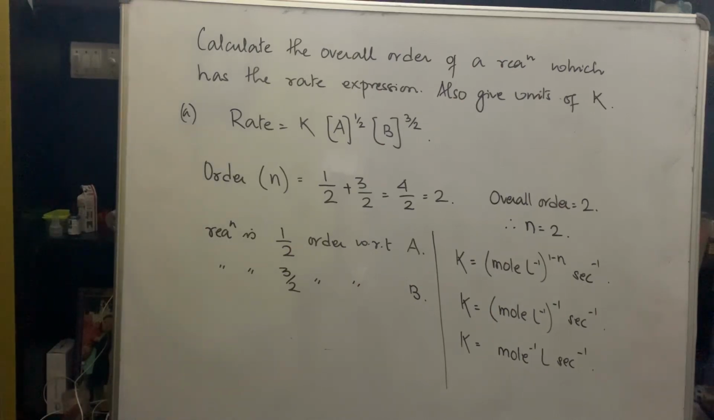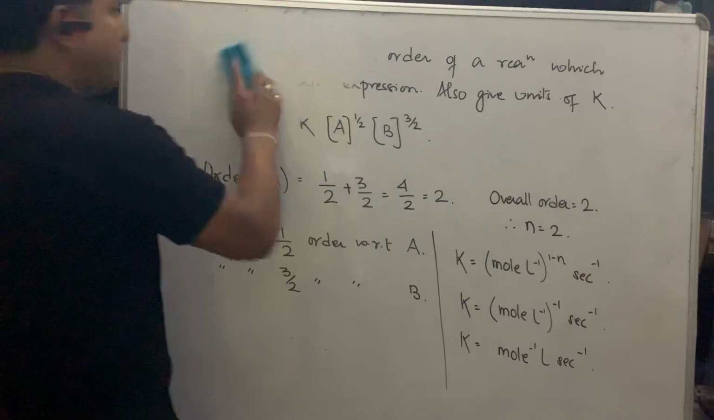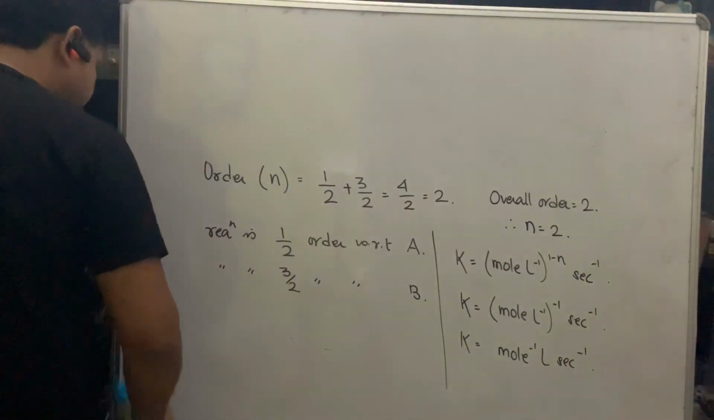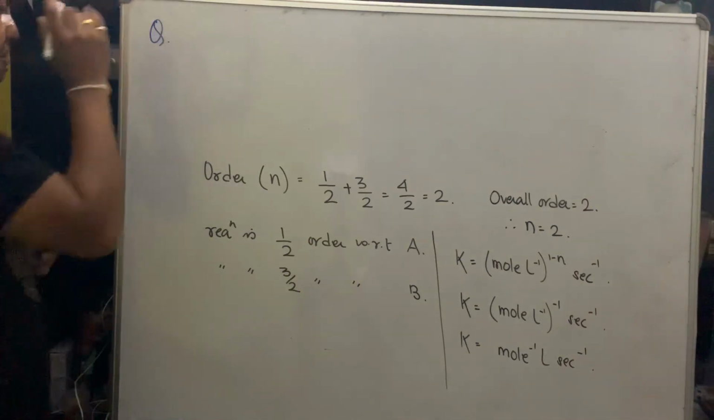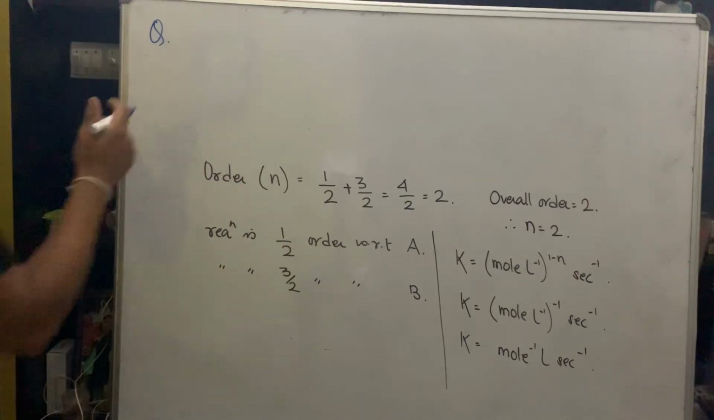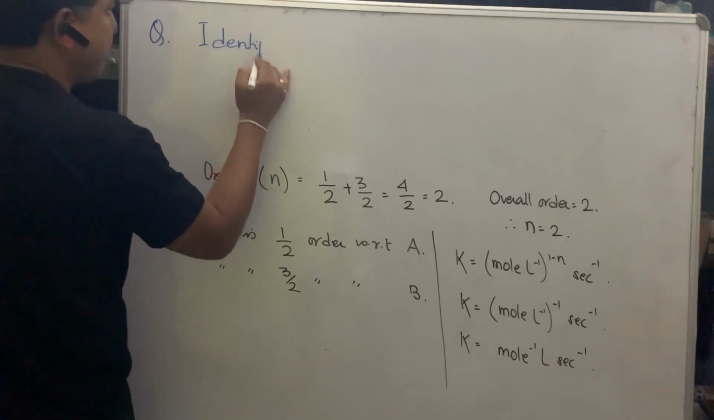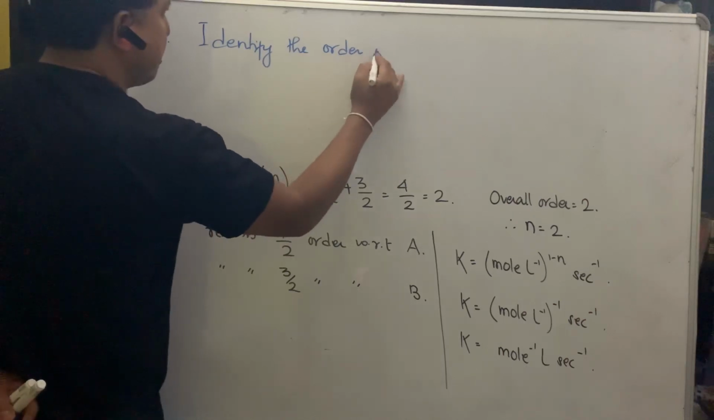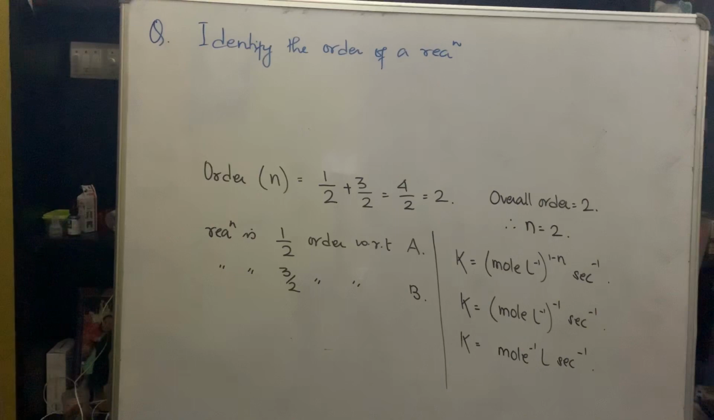Using the same technique, we can solve other types of numericals as well. So let us now move towards another category of problem. Here you have to identify the order of a reaction.